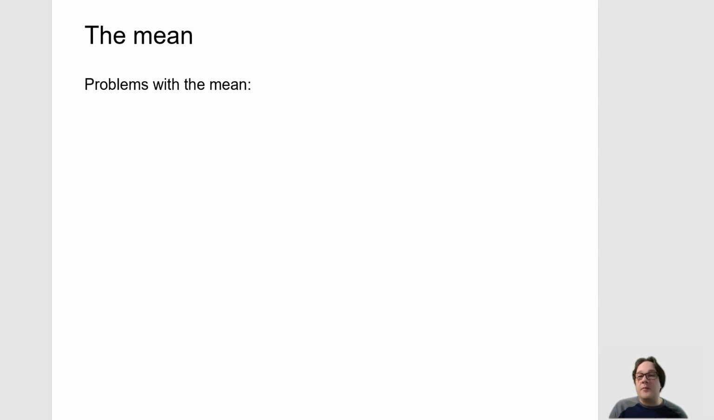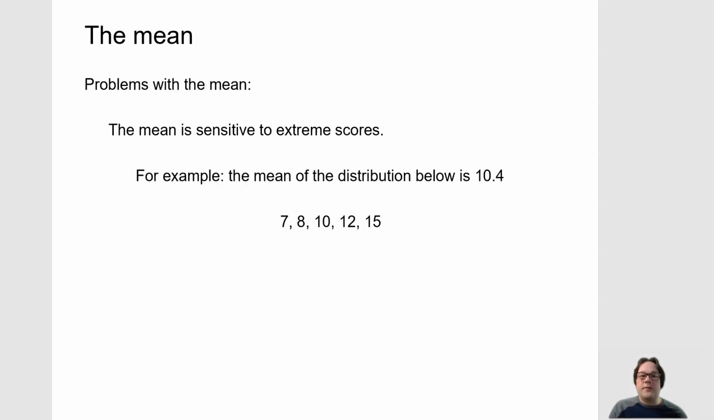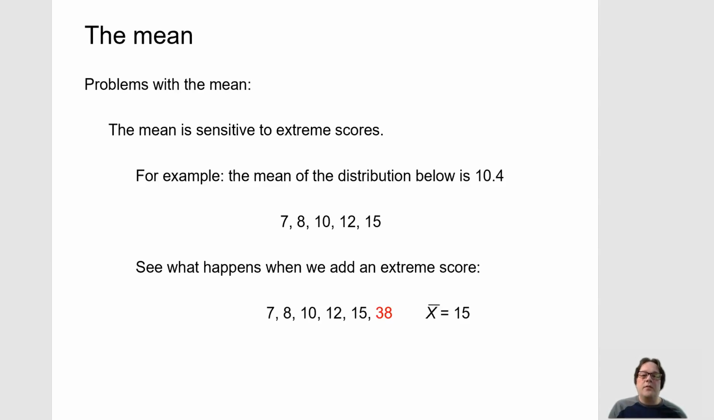Because nothing is perfect, right? Well, one of the issues is that the mean is sensitive to extreme scores. So let's take a look at this small distribution here. There's only 5 scores in there, and for this distribution, the mean is 10.4. But what happens if we added an extreme score? So let's add in 38 to this distribution.